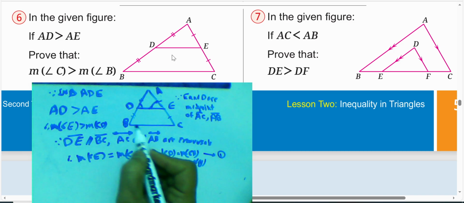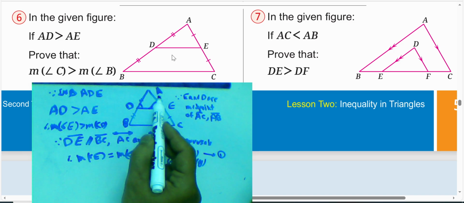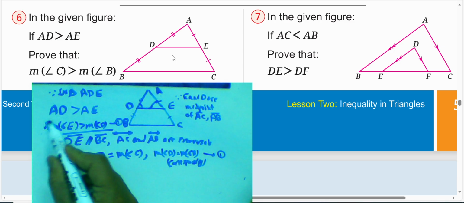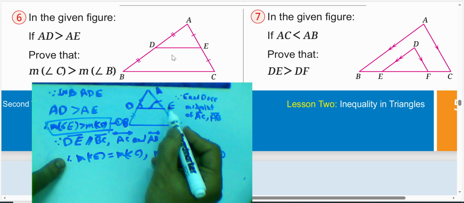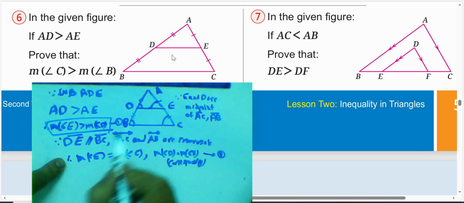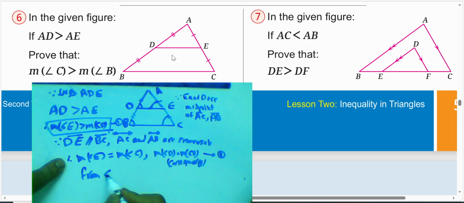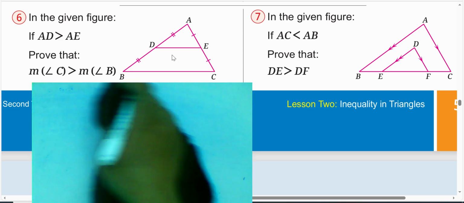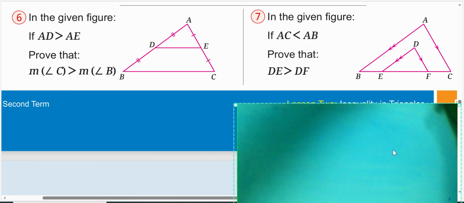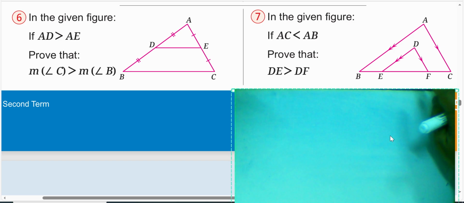And this one, he gives me AD. Okay, this relation number 1, and this relation number 2. From 1 and 2, look at here. E is greater than angle D, and E equals C and D equals B. Then measure of angle C is greater than measure of angle B. Okay. Understood?